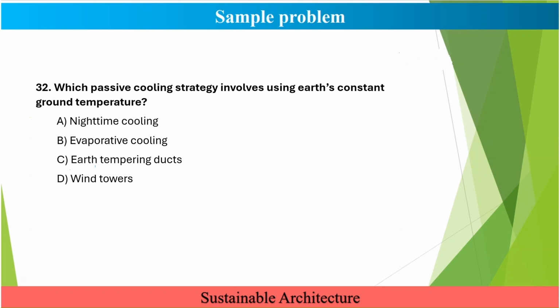Which passive cooling strategy involves using Earth's constant ground temperature? Earth tempering duct, C. So C is the right answer for this question. So what is the purpose of this Earth tempering duct? Is that clear? Yes, sir. Can anybody explain what is the purpose of, or how it works, the Earth tempering ducts?